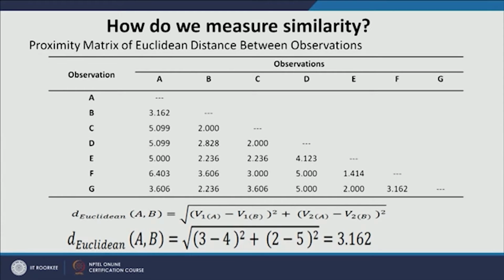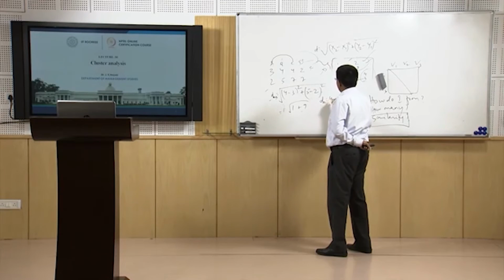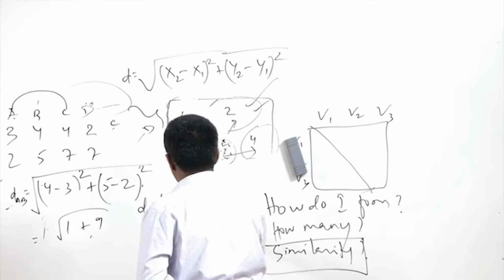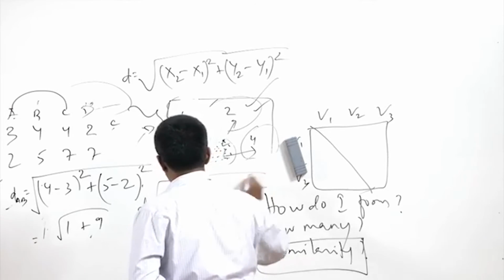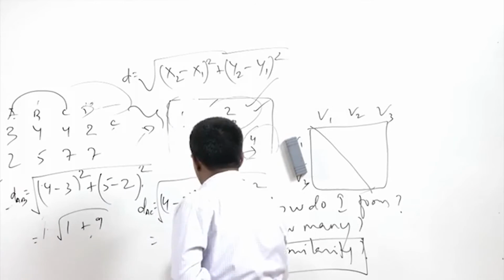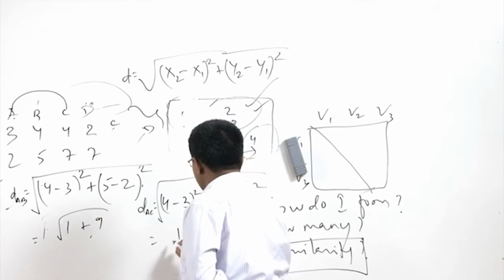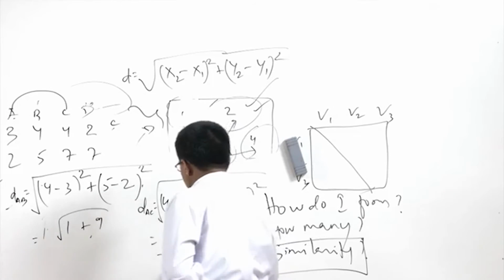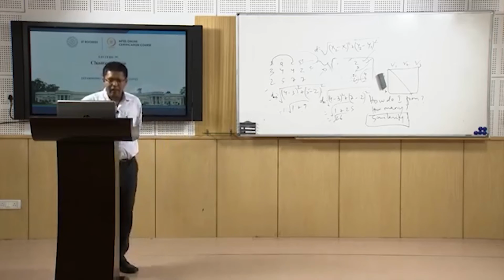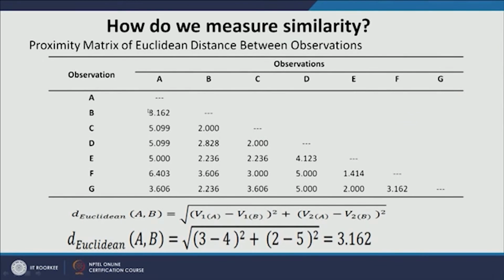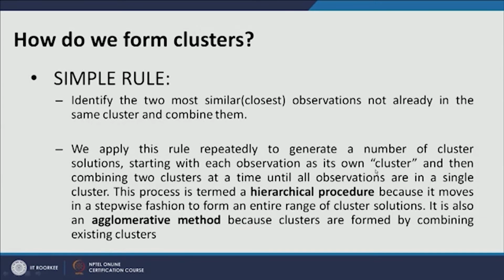Now, let us calculate one more, A and C. So, these two we are measuring. DAC is equal to 4 minus 3 square plus 7 minus 2 square, root over. So, that is equal to 1 plus 25, which is root over of 26, that is 5 point something. So, A and C is 5.099. So, everything you have measured.